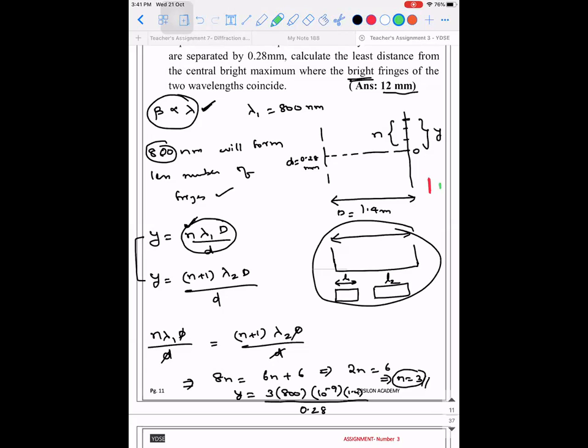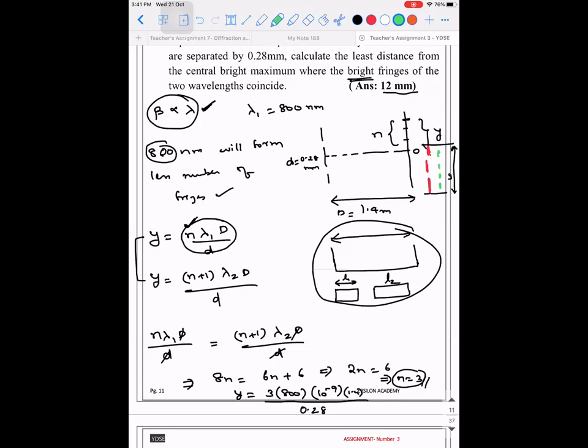So when I take 800, let us say this is the distance y. I'm drawing a rough diagram for you to visualize. In the same distance y, what do you think will happen to green? Are you able to understand? If I'm able to allot 3 red spots between the distance y, then I'm able to allot 4 green spots because it has lesser wavelength. Lesser wavelength, lesser fringe width, so more number of fringes.